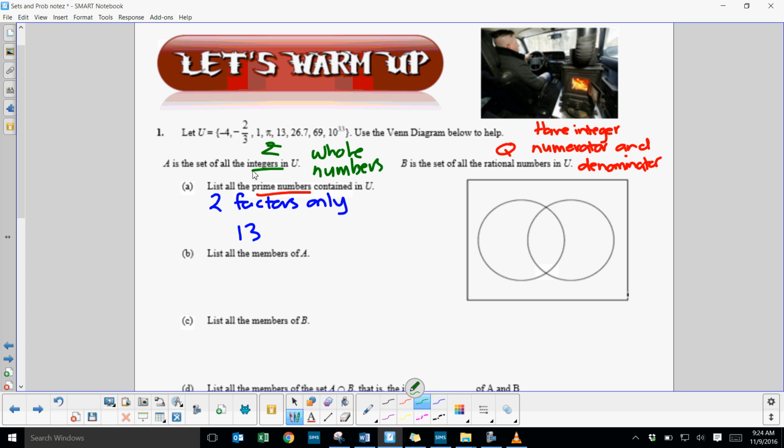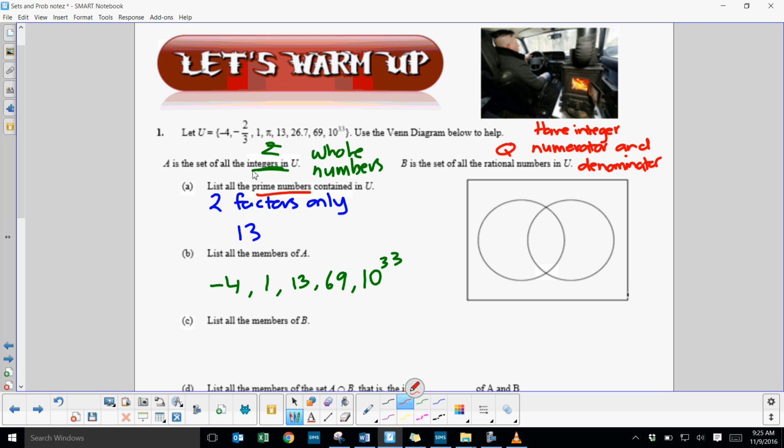Then you're asked to list all the elements of A. So remember, A are the integers, whole numbers. So we can go from left to right. So -4, you would probably agree that's an integer. -2/3, it's not because it's a fraction. 1 is an integer because it's a whole number. Pi is not because it's not a whole number. 13 is an integer. 26.7 is not, it's got a decimal. 69 is a whole number. And 10 to the power of 33, sometimes people are weirded out by this, but all it means is 1 with 33 zeros after it. So it is a whole number, it's just a really big whole number, so it's still an integer. So we've listed all the integers so far in the universal set.